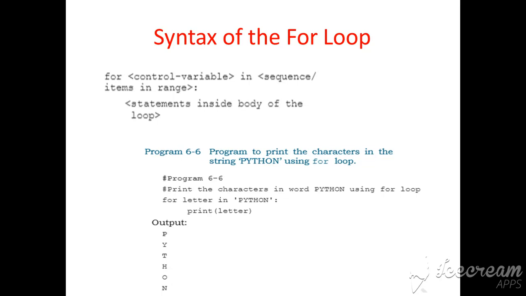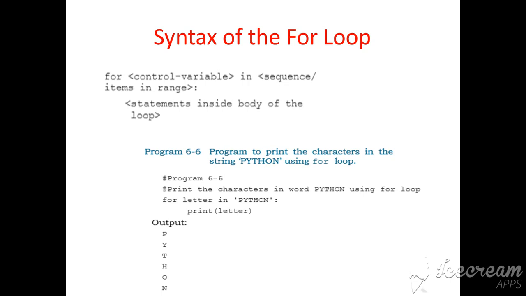Here Python is a string. For letter in Python means the variable letter, which is the control variable, first contains the value P. Then we print the letter, and go back to the loop. The next item in letter becomes Y, then T, H, O, and N. After the N it automatically exits. So this is the syntax of the Python for loop.